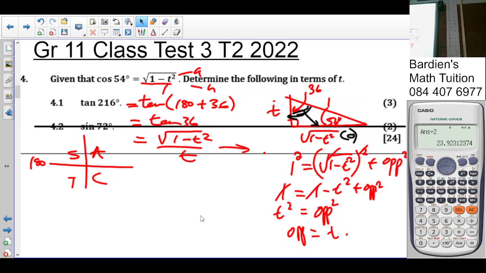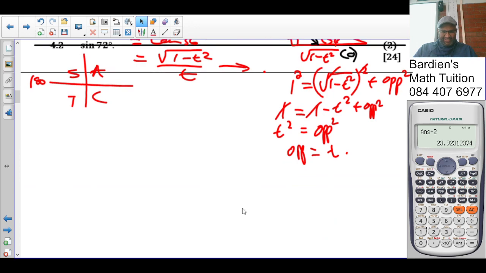4.1, yes? So I thought it was t over the square root of 1 minus t squared. That if it was tan of 54, yes, then it would have been t over the root of 1 minus t squared for tan. But since it's 36, I'm going to use the other angle and not the one in the standard position. Okay. Any other confusion? Alright.